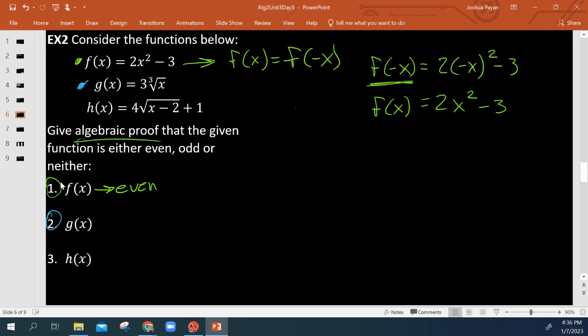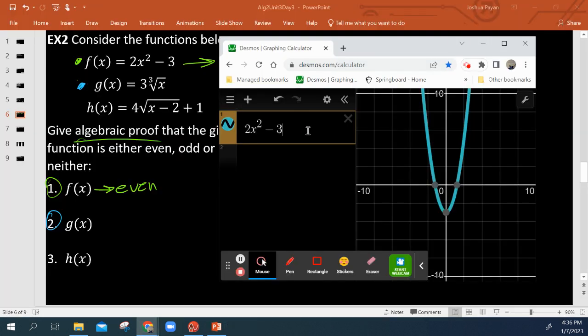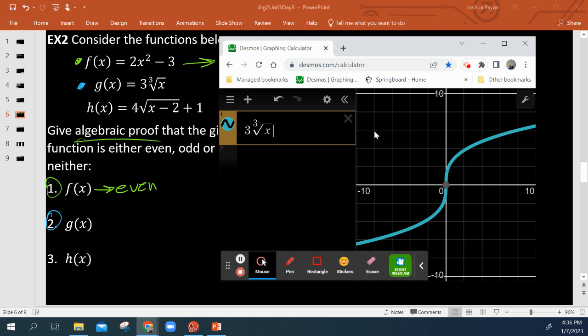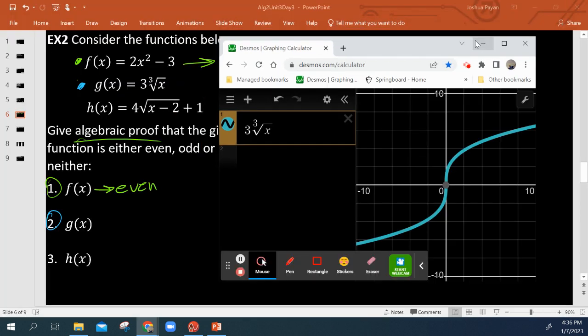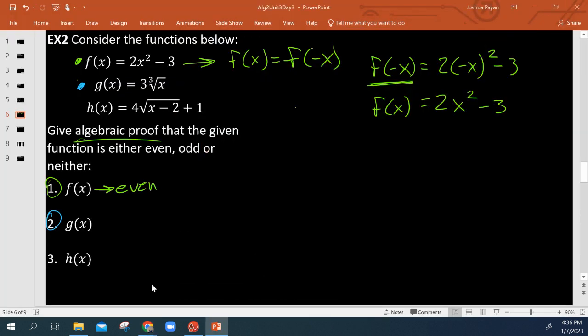Number 2, we're looking at g of x, so 3 times the cube root of x, right? Let's see what the graph of this looks like. So 3 times the cube root of x. Okay, so we see that we have rotational symmetry about the origin here. This tells me right off the bat, just by looking at the graph, that it must be odd. But again, we still have the burden of algebraic proof placed upon us.